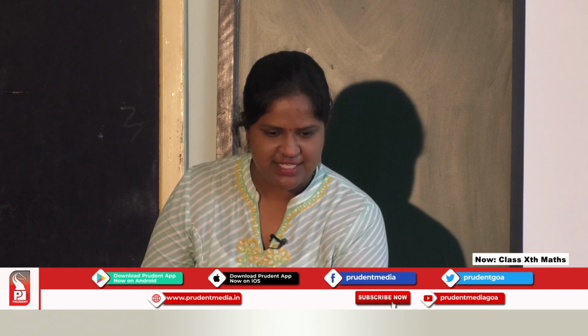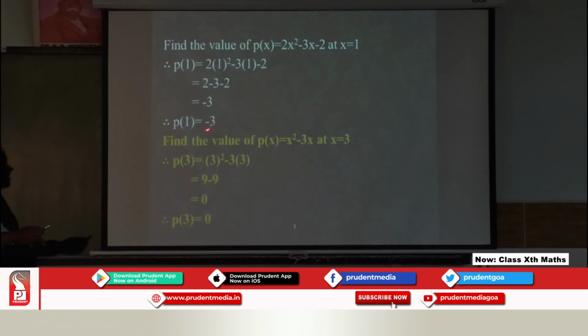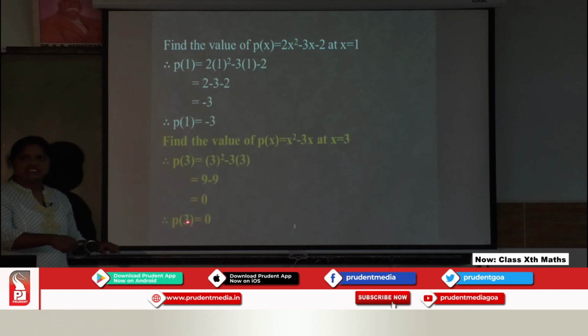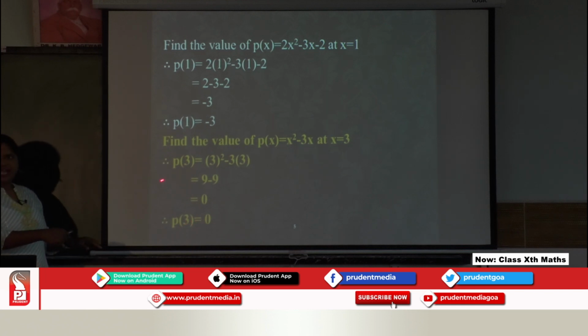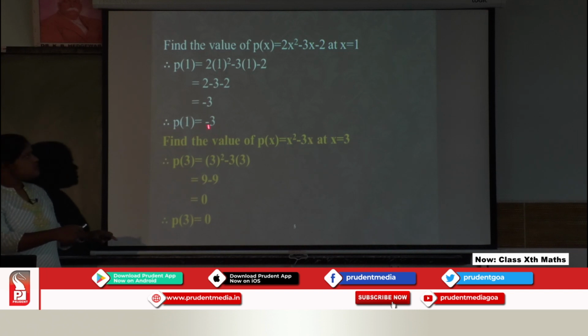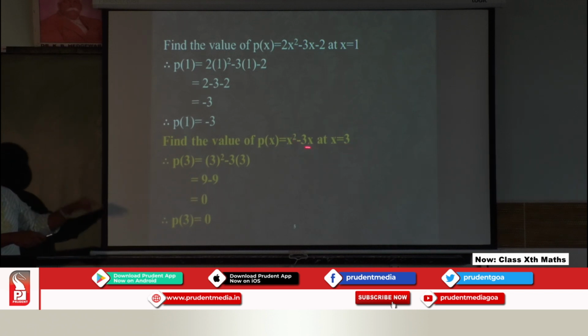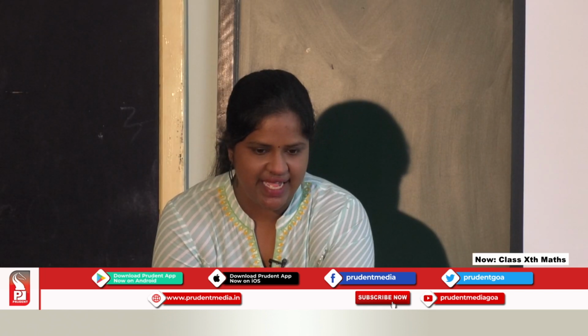Just go back to the previous slide. Now here the value was minus 3 and here the value of the polynomial is 0. That means I can conclude from these two statements that 3 is the zero of this polynomial. But the same thing I cannot conclude for this because I did not get 0 here. So the moment I get the value of any polynomial 0, that alpha which you have substituted is called a zero or the factor of that polynomial. So we come back to this slide.